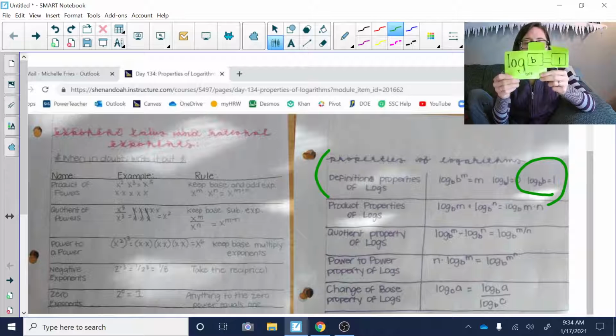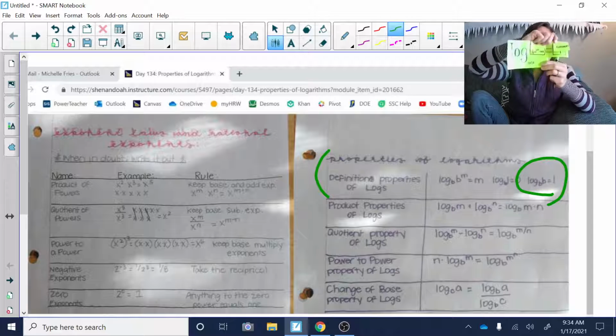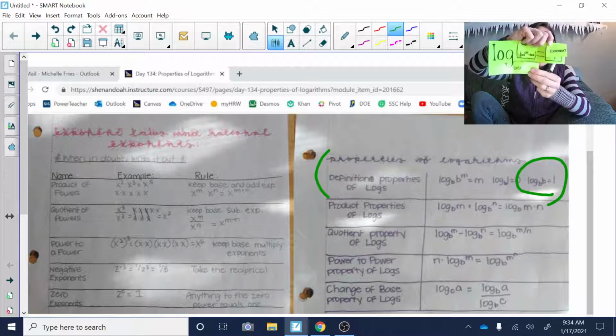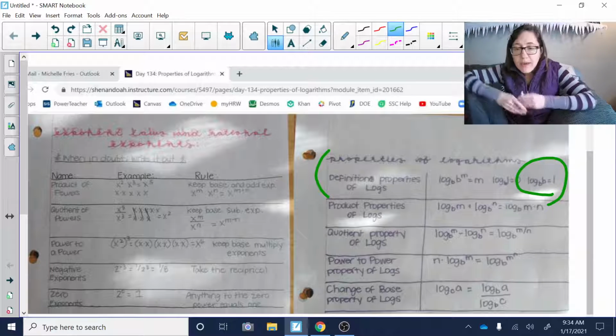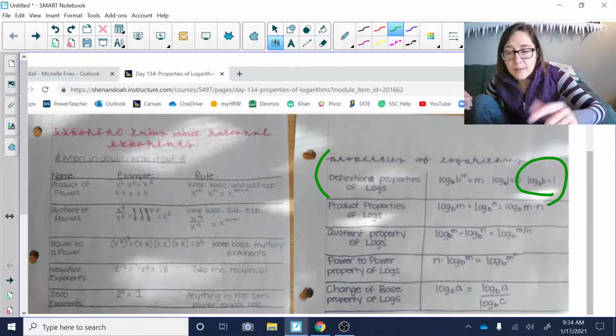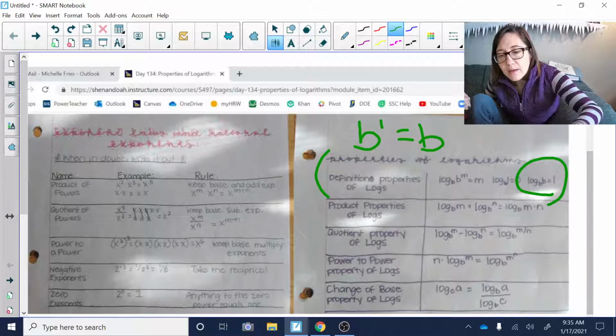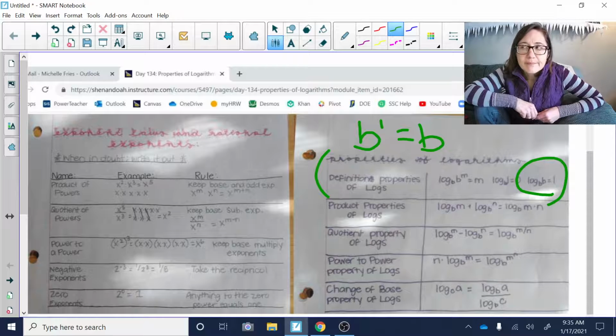So what number's the base? That would be this b here. What's the exponent? That would be the 1. And what's the argument? That would be the b. So if I took this and wrote it in exponential form, I would say b to the first equals b. Well, does b to the first equal b? Yeah.